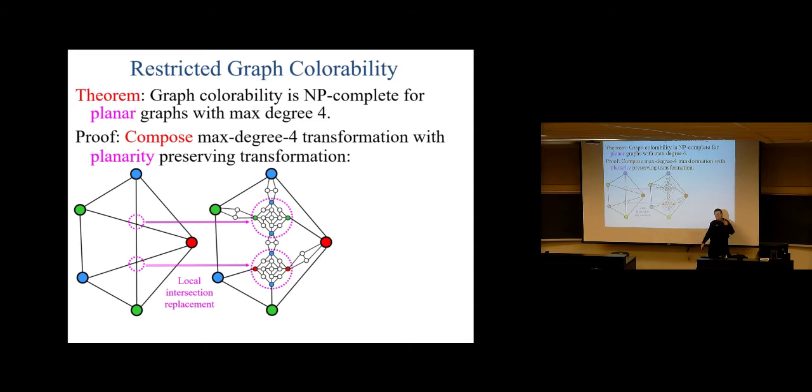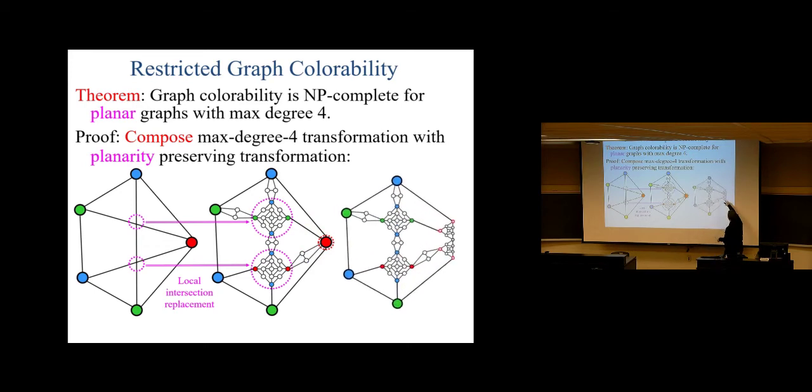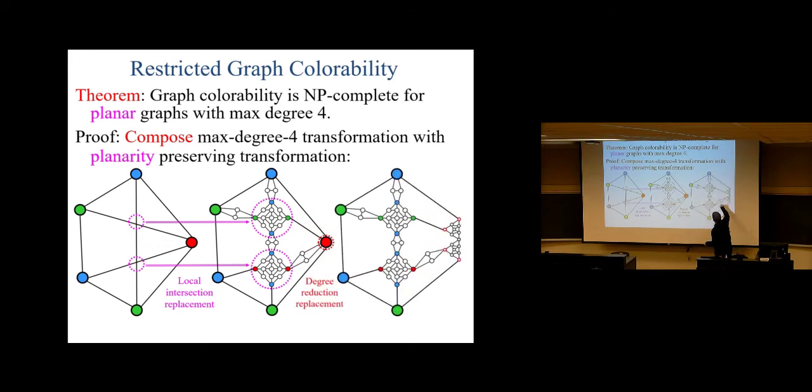Now I'm going to do the other transformation, the other local replacement from the previous proof from 5 slides ago, and replace each node of higher degree than 4 with this other gadget that looks like this, and I'm going to keep doing it. I've got to do it in other places. I'm not going to show it all because there's one here, and there's one here, and there's one there, and there's one there. So then you start getting messy.